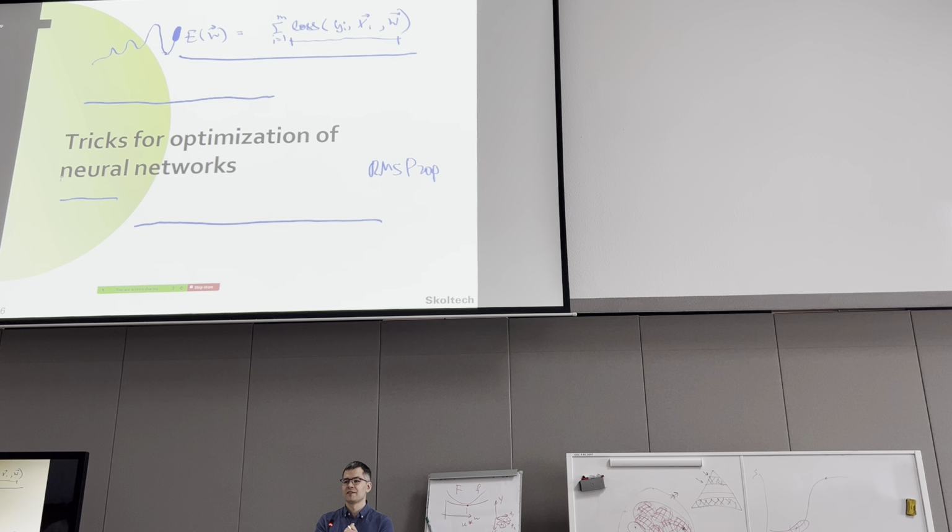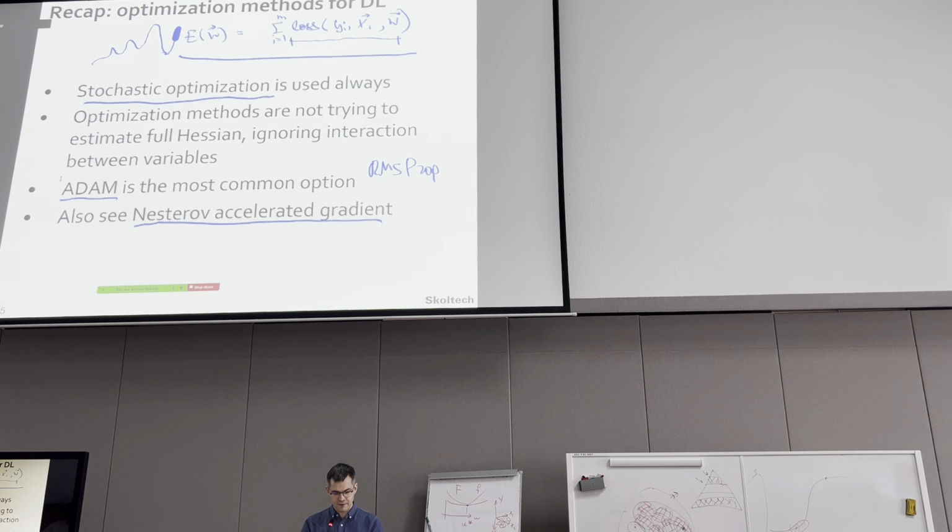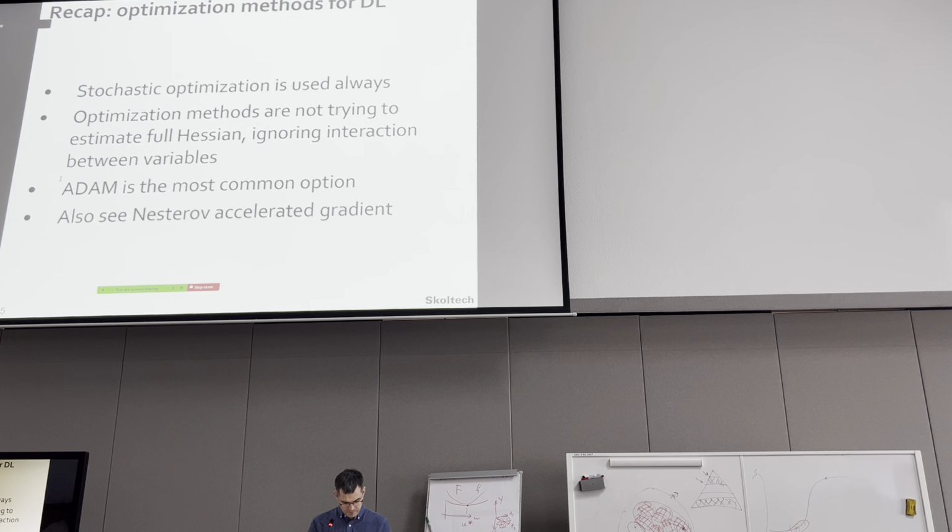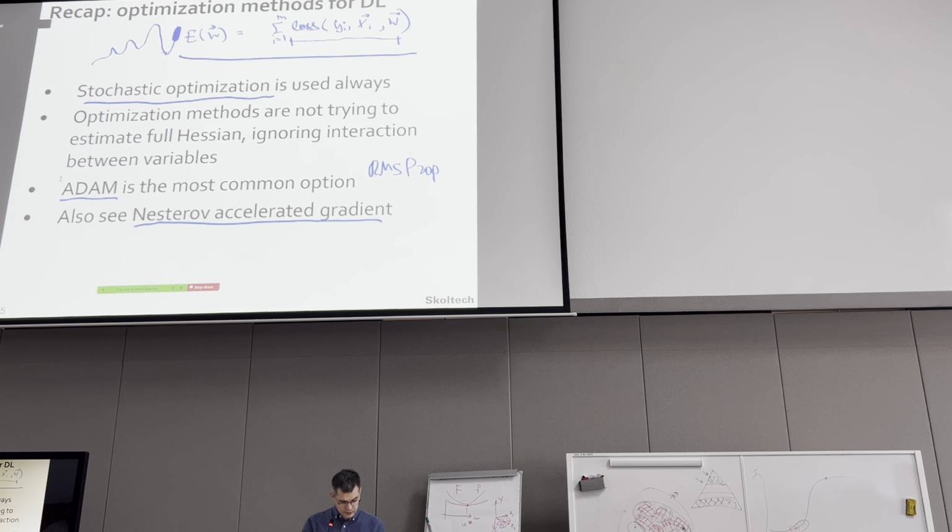Yes? Excuse me, can you please repeat why we don't calculate the loss on the full data set? The reason is very simple. Suppose this M is, I don't know, an imaginary size of 10 million. It means the calculation of the loss is linear in the number of terms. And we just can't afford calculation of the loss over the full data set.